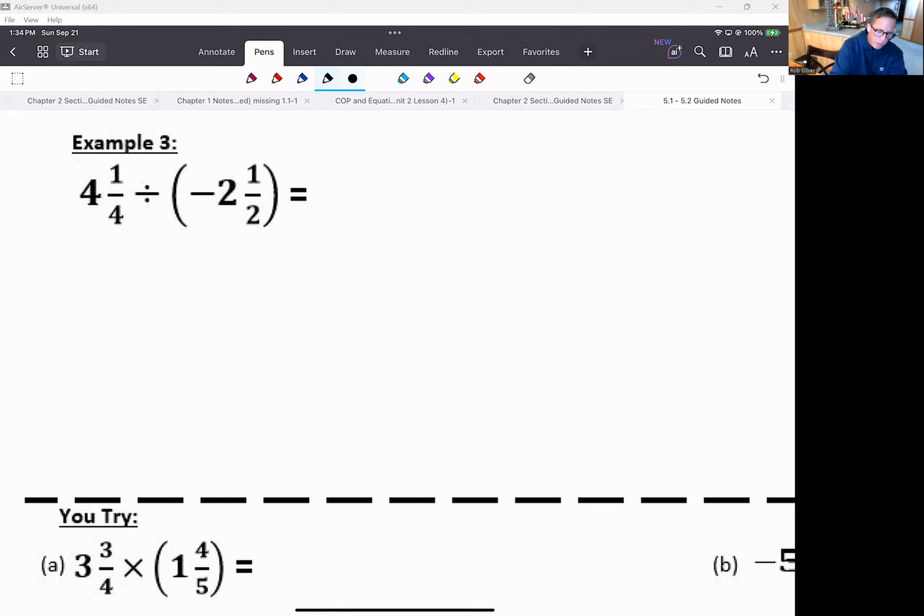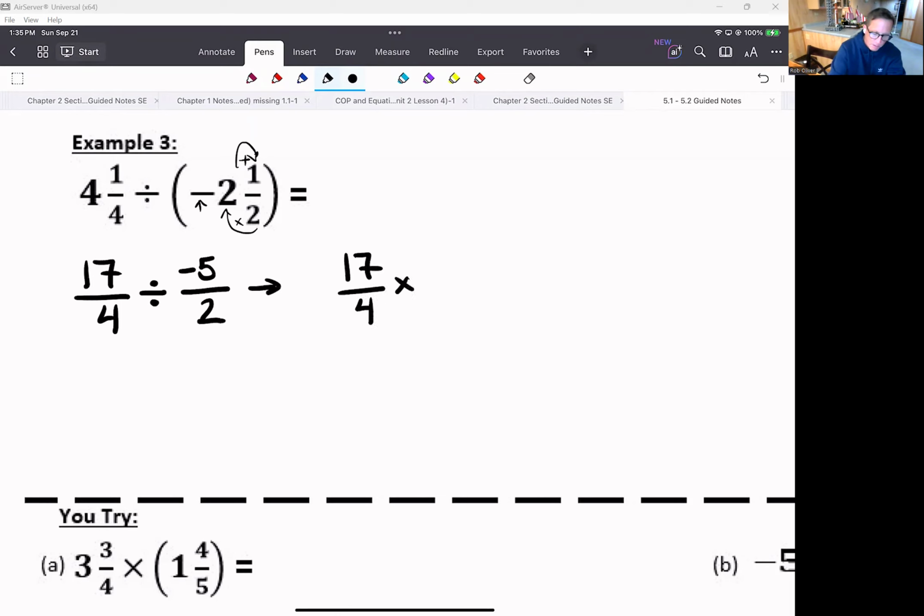So anyhow, let's change it. 4 1/4 is 17/4, right? I'm not flipping anything. I'm just going to take one step at a time. 2 times 2 is 4, 4 plus 1 is 5. I'm going to put negative because there's a negative there. Negative 5 over 2. Now we're going to flip. Keep the first fraction the way it is, change division into multiplication, and flip negative 5 over 2 to negative 2 over 5.